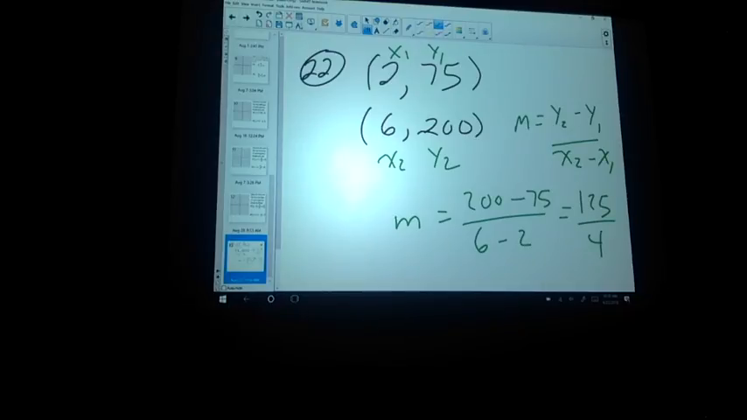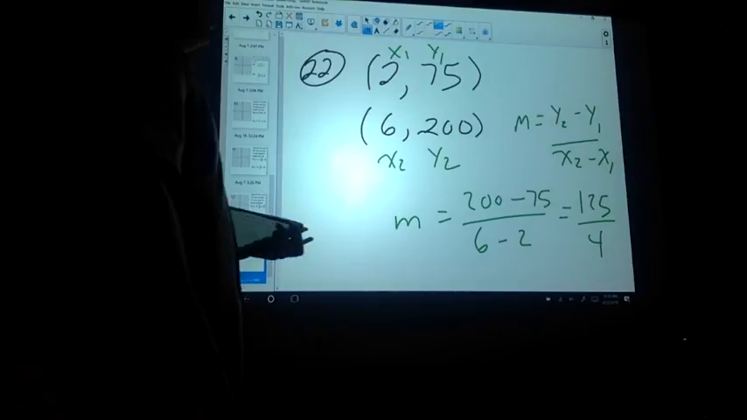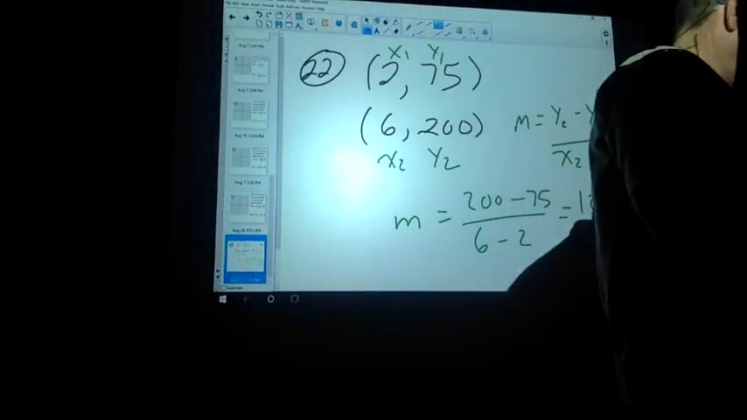So it was 125 over 4. So 31.25. So you would have saved $31.25 per month. That's 125 divided by 4. Cool. So your average rate of change, your average savings per month, was $31.25.